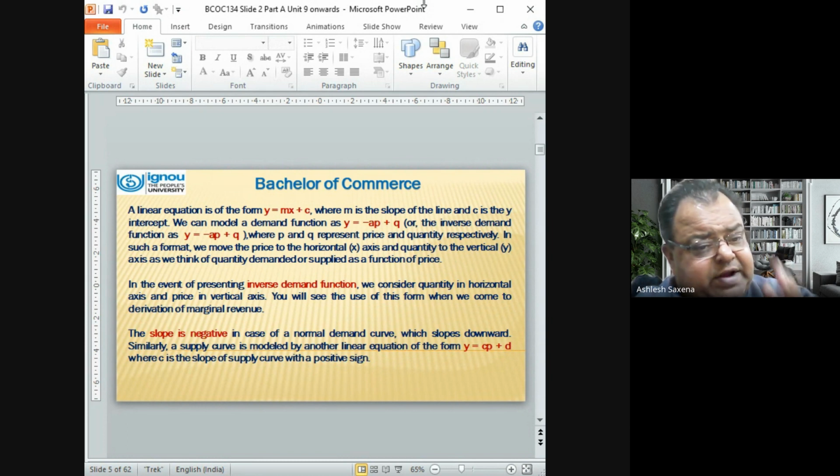In the event of presenting inverse demand function, we consider quantity in horizontal axis and price in vertical axis. Now, we will see the use of this form when we come to the derivation of marginal revenue. The slope is negative in case of a normal demand curve, which slopes downward. Similarly, a supply curve is modeled by another linear equation in the form of y = cp + d, where c is the slope of the supply curve, with a positive sign.